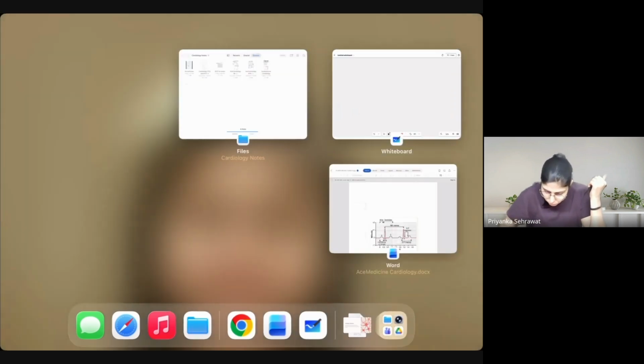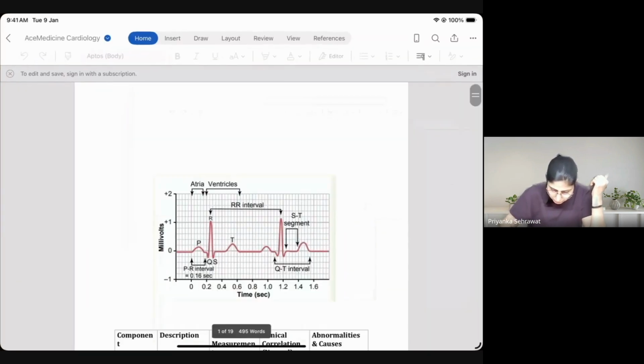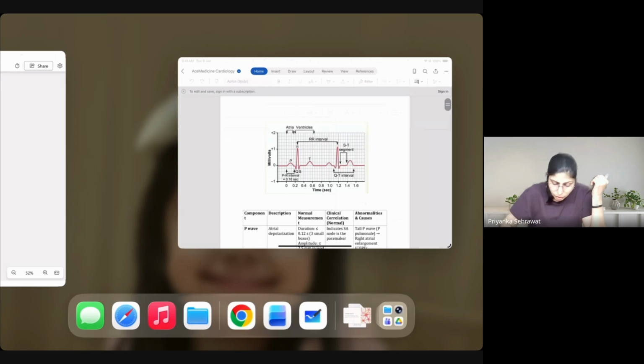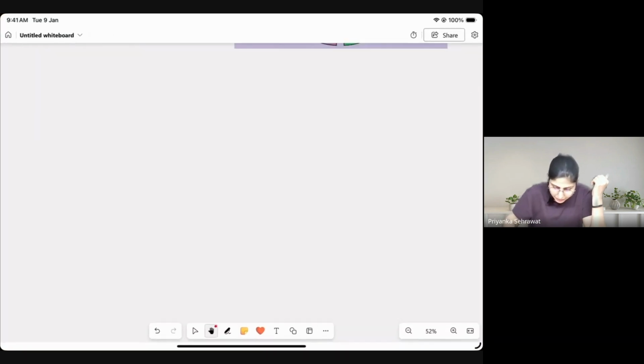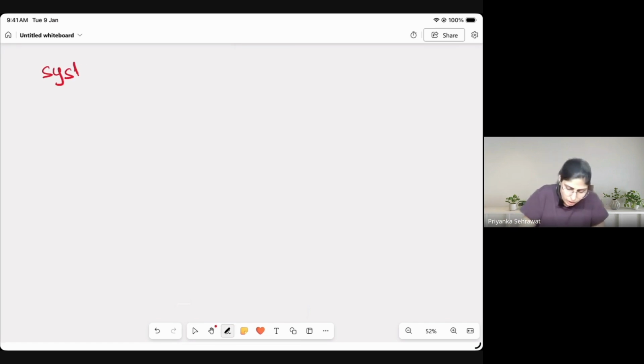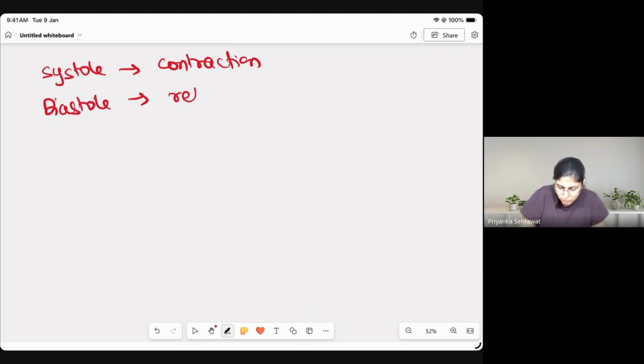Okay. Now let's look at our paper also, our ECG paper that we have. Oh yeah, we need to discuss the cardiac cycle also. Yes. So now you all know that there is one systole and there is a diastole. Systole means contraction. Okay, cardiac systole means contraction. Diastole means relaxation.